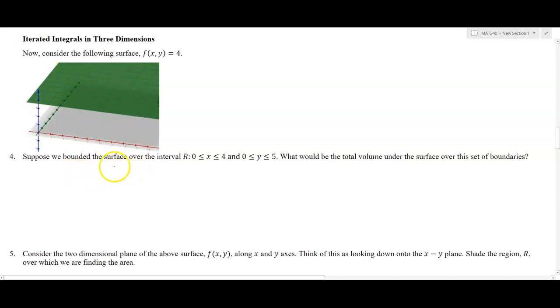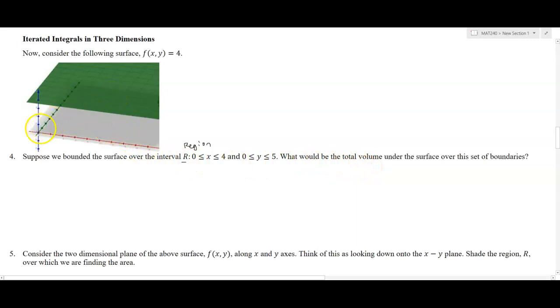And suppose we bounded the surface over the interval. And you'll see us using this notation R that stands for region. And the region that we're interested in finding a volume over is x from 0 to 4, y from 0 to 5. So now the difference is we need boundaries for x and we need boundaries for y because we have 3 dimensions. What would be the total volume under the surface over this set of boundaries?